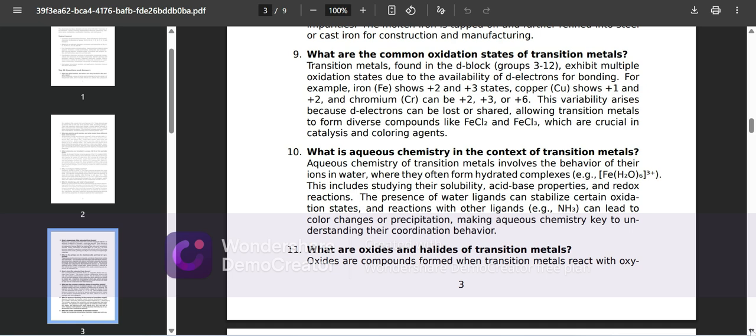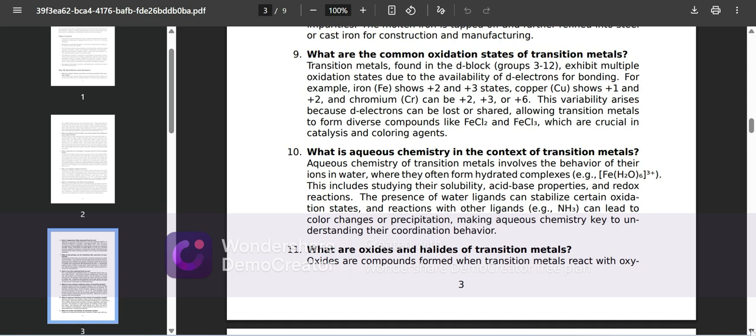Transition metals are found in the d block, groups 3 to 12. They exhibit multiple oxidation states due to the ability of d electrons to take part in bonding. For example, iron shows +2 and +3 states. Copper Cu shows +1 and +2, and chromium can be +2, +3, and +6.